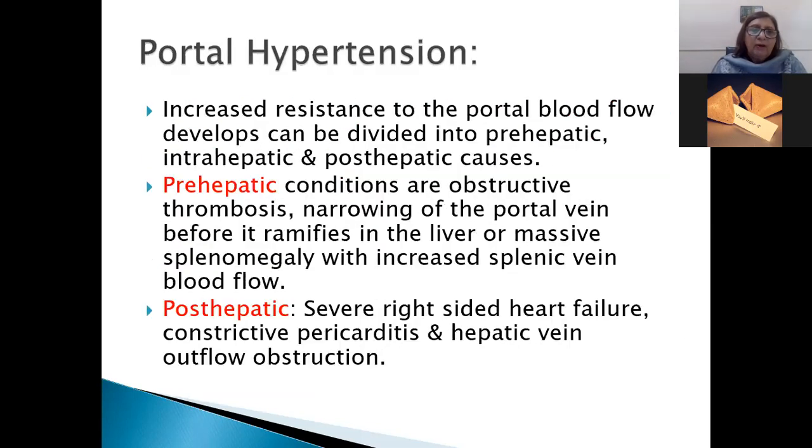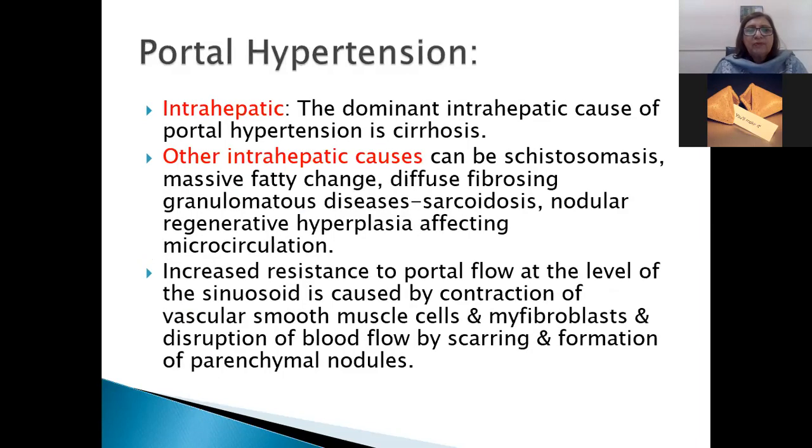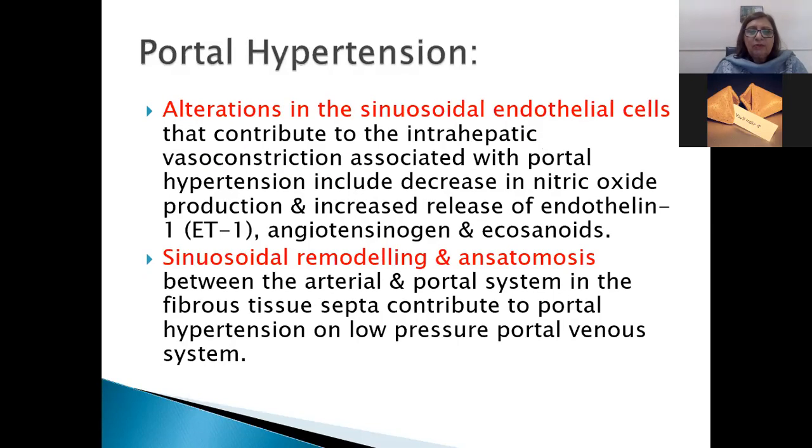So again, I'm going to explain prehepatic causes, posthepatic causes, then intrahepatic causes, which I've explained to you earlier, and then there are sinusoidal causes. Sinusoidal causes can be an increase in endothelin and decrease in nitric oxide, or can be because of arterial and portal system remodeling and anastomosis. Okay, I hope all these are clear.